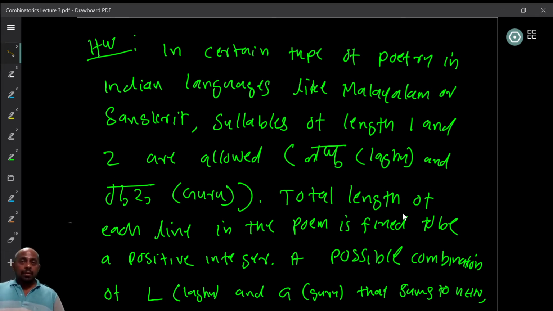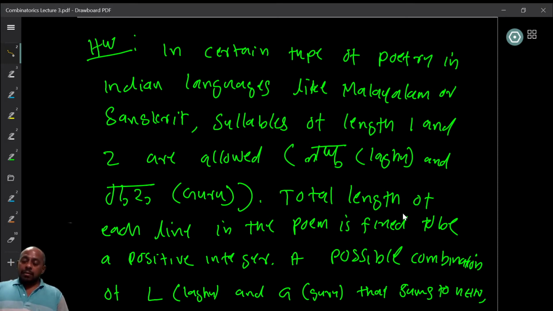So you can have maybe 5 lagus. There are 5 of them. Or you can have maybe 2, 1, 1, 1, or 1, 2, 1, 1, or 2, 2, 1, etc. All these possible patterns are allowed.